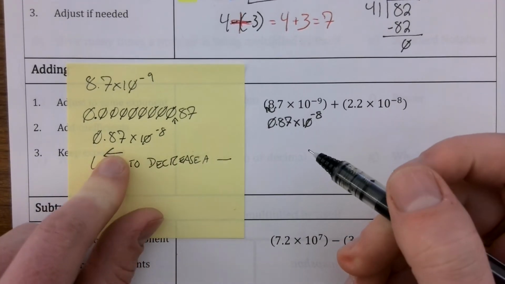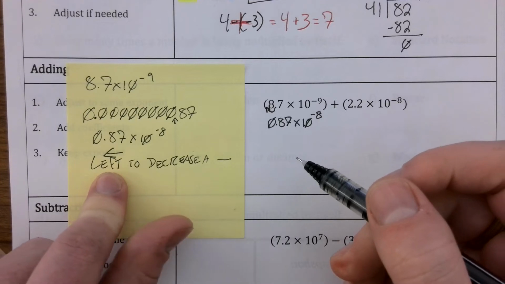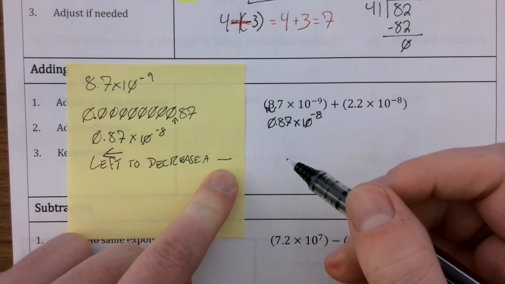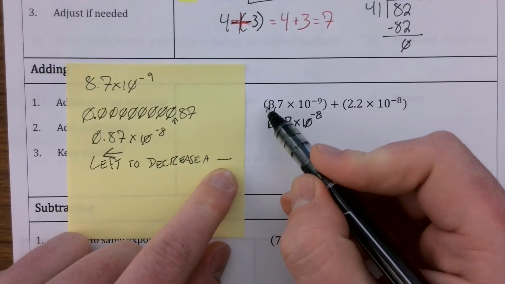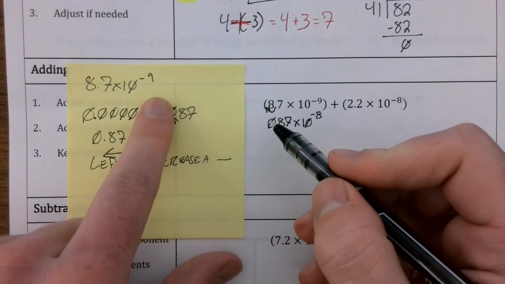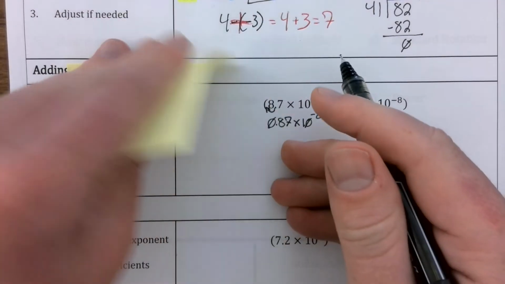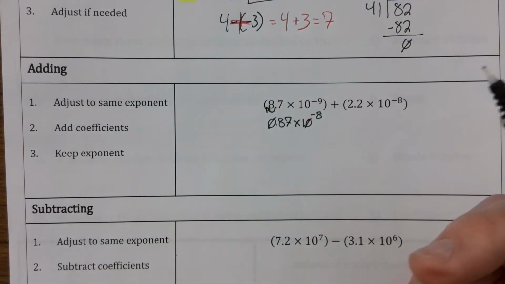The rule is that you move your decimal to the left to decrease a negative exponent. So I move my decimal 1 place to the left. And it's okay if you cannot remember this piece. We will do lots of practice.